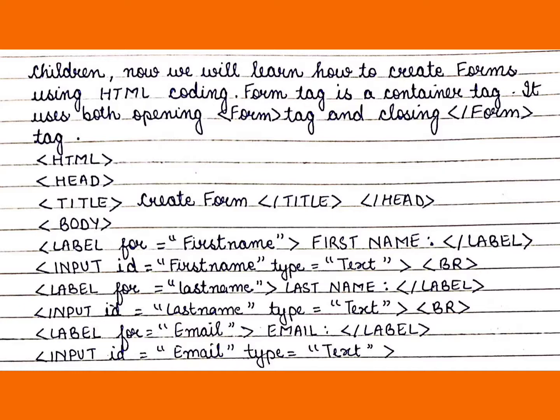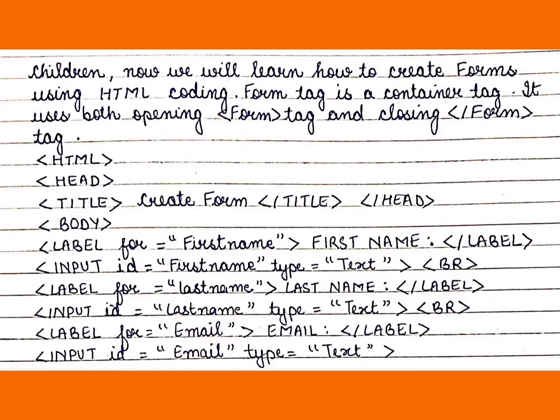Children, now we will learn how to create forms using HTML coding. Form tag is a container tag. It uses both an opening form tag and a closing form tag. Students, let us write the coding for creating a form. Start with the HTML tag, then use the head tag. Under the head tag, the title tag will come, as we have given the title as create form. Close the title tag and close the head tag also.